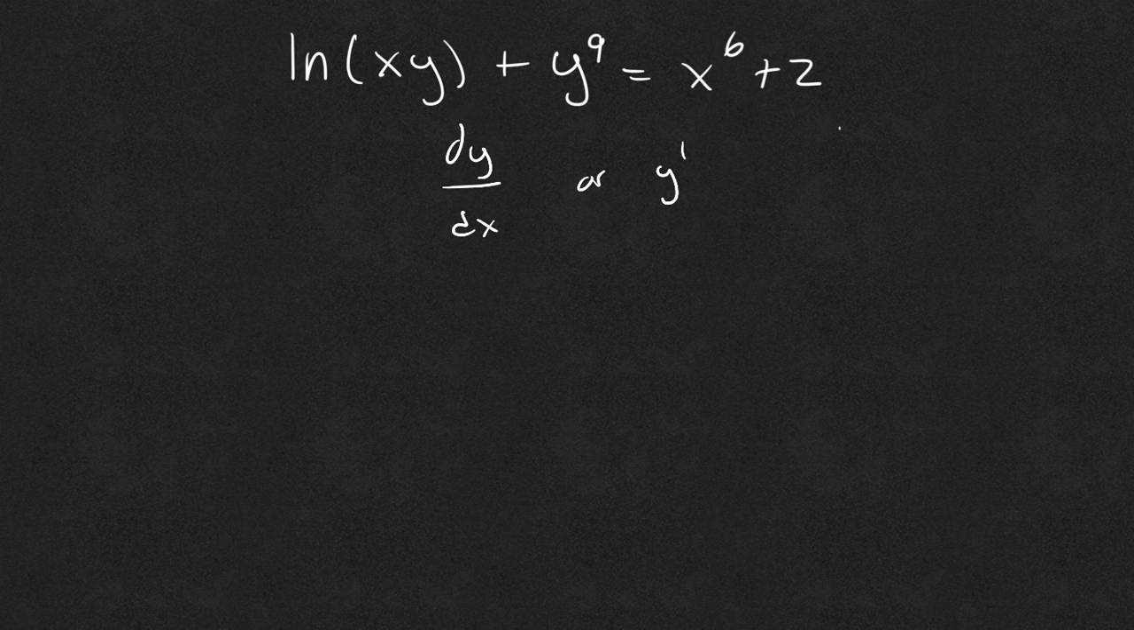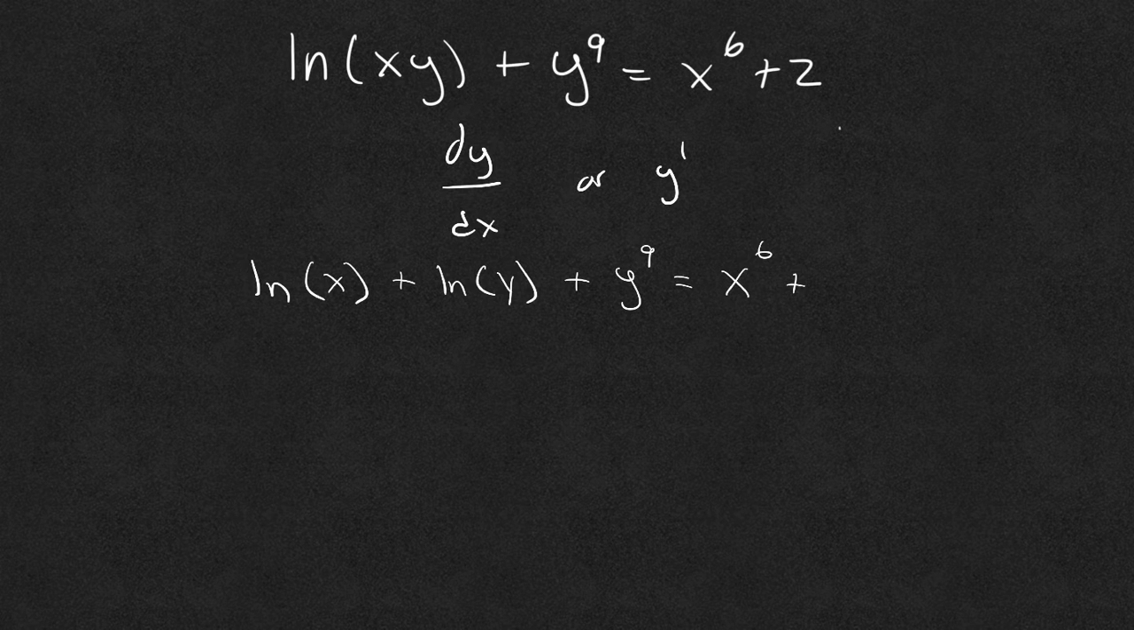This is not going to go over exactly how to do implicit differentiation. You can look up other videos on that. This is simply just a practice problem with implicit differentiation. The first step I told him he should do is this first function here, ln of xy. Let's take this ln of x plus ln of y. We're just going to simplify this down a little bit. Let's write everything else out. Plus y to the 9 equals x to the 6 plus 2.